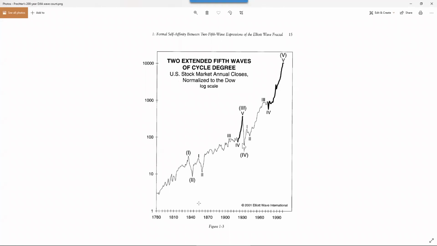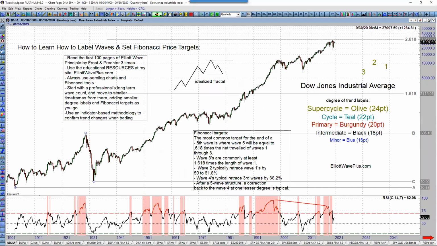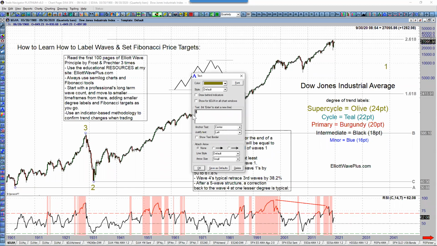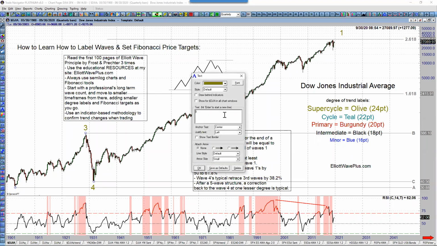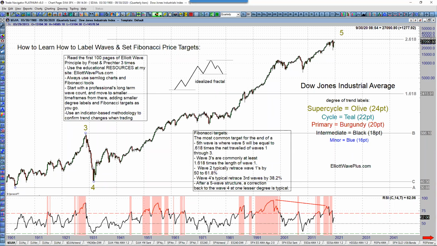So this wave count, as far as a long-term wave count, could still be correct. It's just that the top wasn't in yet. So let's explore that idea. And so that would mean that wave 3 at supercycle degree was at the 1929 top. Wave 4 was at the 1932 bottom. And we're looking for the end of a 5th wave up here. If that's correct, and we're going all the way back to the year, what was it, 1740, 1780?